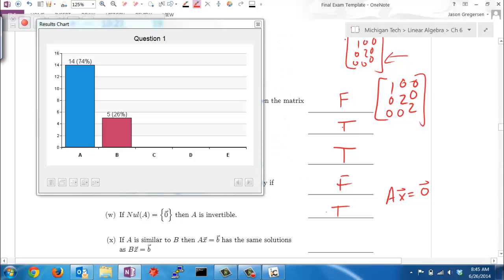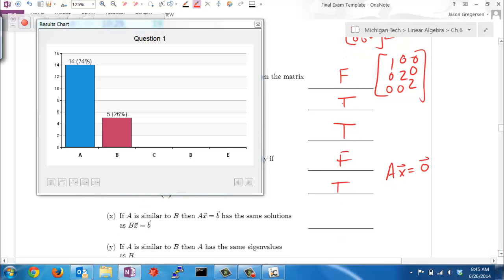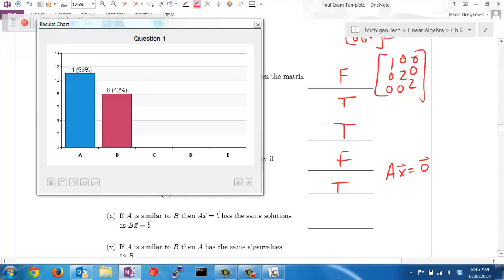If A is similar to B, then Ax = b has the same solution as Bx = b. True or false?